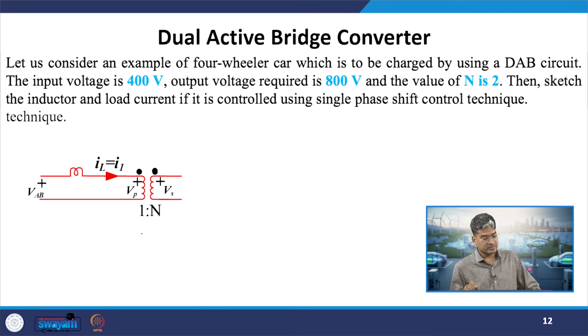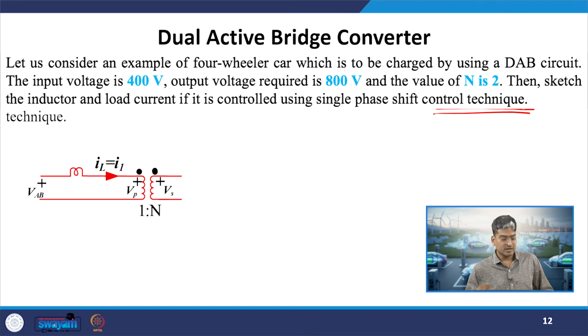Now, what has been asked is first to sketch the inductor current, then to find the load current if the single phase shift control technique is used. So, what is this single phase shift control technique? The control technique we were discussing till now falls under the name of single phase shift control. There are many ways of operating the DAB. The simplest way is to operate the bridges at 50% duty ratio with complementary operation. That is, S1 and S4 get the same pulses, and S2 and S3 are complementary to S1 and S4.